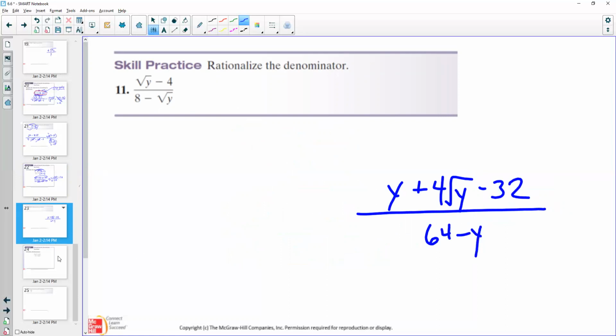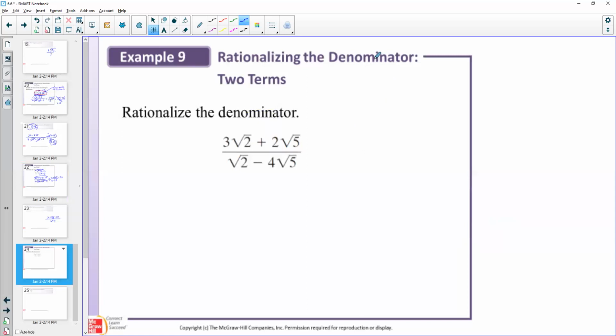All right, let's try one more kind. This one, again, just a little more complicated. Same idea. Look at the denominator. What is the conjugate? It is the opposite sign of the same binomial, radical 2 plus 4 radical 5. So that is what I do to the top, radical 2 plus 4 radical 5. And now we just use a little more of our skills.